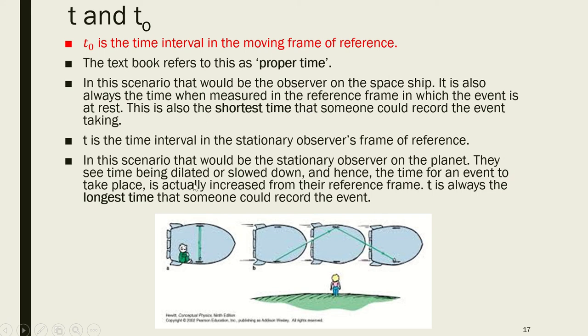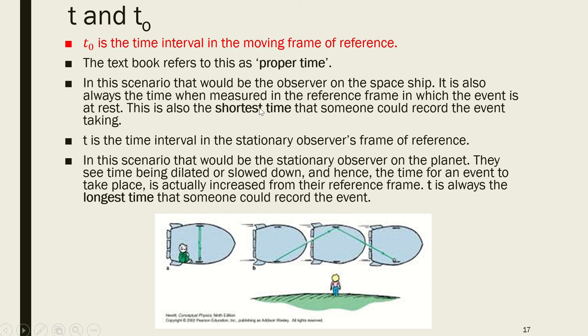So it's the proper time. It's the time that it actually takes if someone was stationary on the spaceship. So in this scenario below, t naught would be the observer on the spaceship. It's always a time measured in the reference frame in which the event is at rest. So if you're on the spaceship, you're at rest with the light beam going backwards and forwards. And the time it takes to go backwards and forwards, that will be t naught, and that's going to be the shortest time that anyone could record the event.